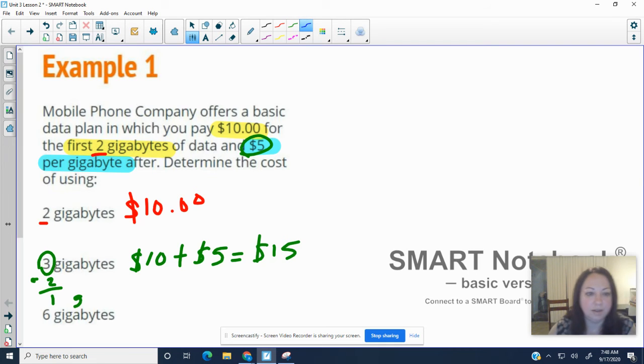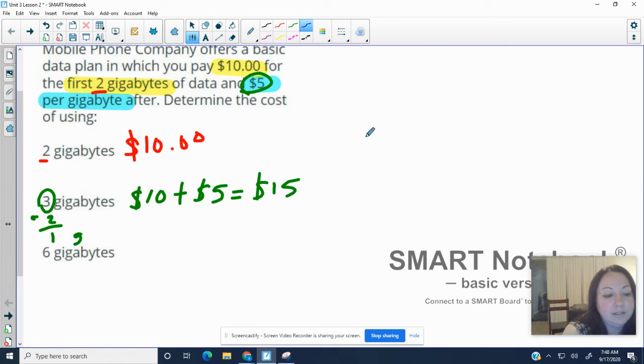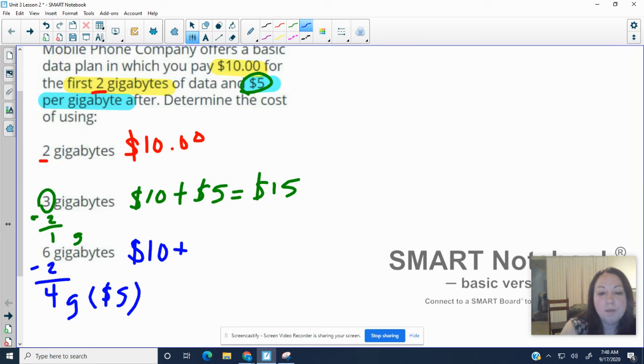And last but not least, and I'm going to move this down a little bit, if it asks me about 6 gigabytes, I know I've gone over my limit, so I'm going to do 6 minus 2 to give me 4 extra gigabytes. You guys, I've used 4 over, and I'm going to multiply that 4 gigabytes times $5. That's going to be my extra charge, okay? So I'm still paying my flat $10 for the first 2, but for the additional 4 that I used, I'm paying 4 times 5.